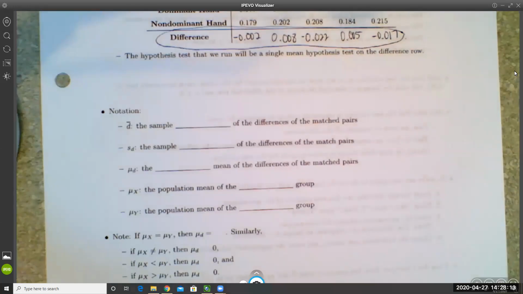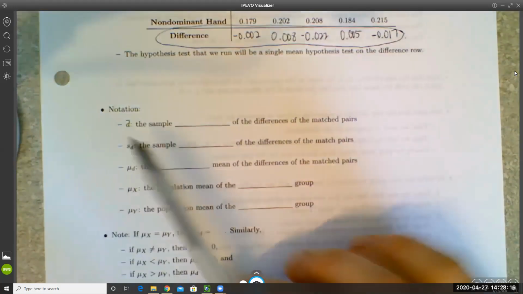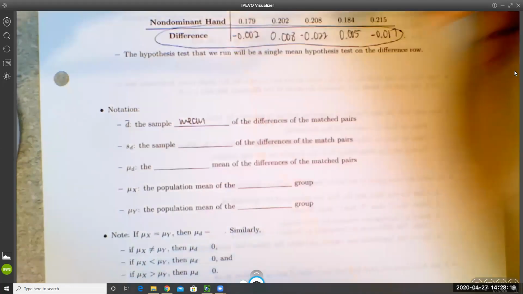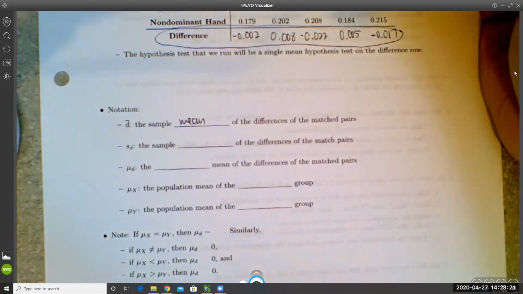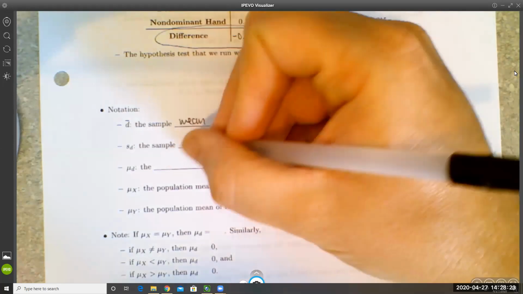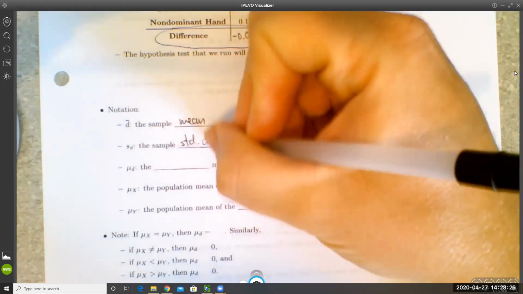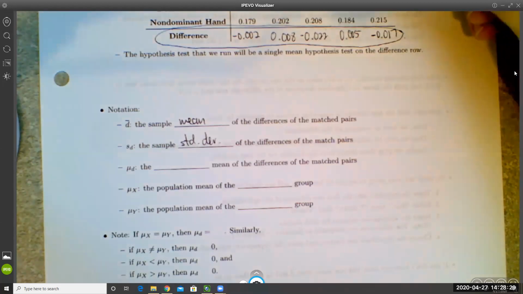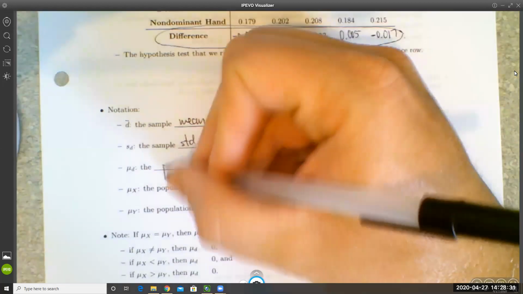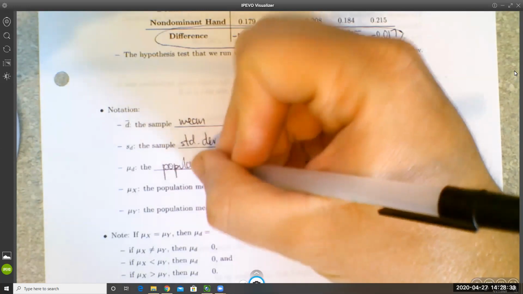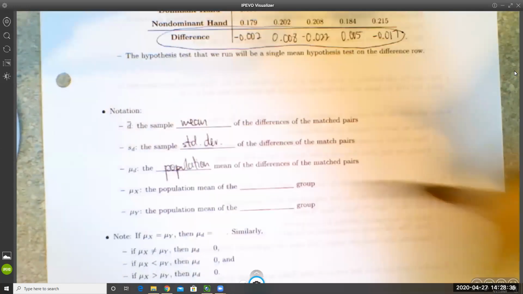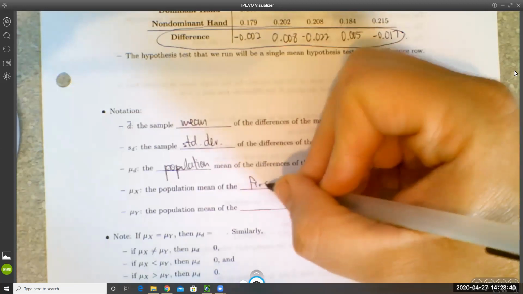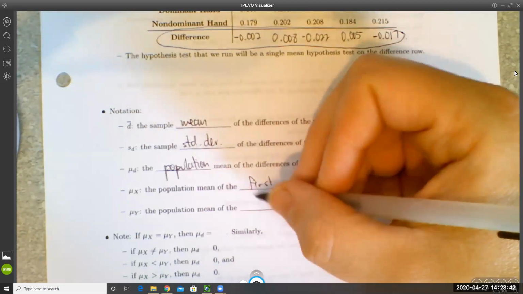So notationally, D bar is going to represent the sample mean of the differences of the matched pairs. S sub D is going to represent the sample standard deviation of the differences of the matched pairs. Mu sub D represents the population mean difference. Mu sub X represents the population mean of the first group. And mu sub Y represents the population mean of the second group.